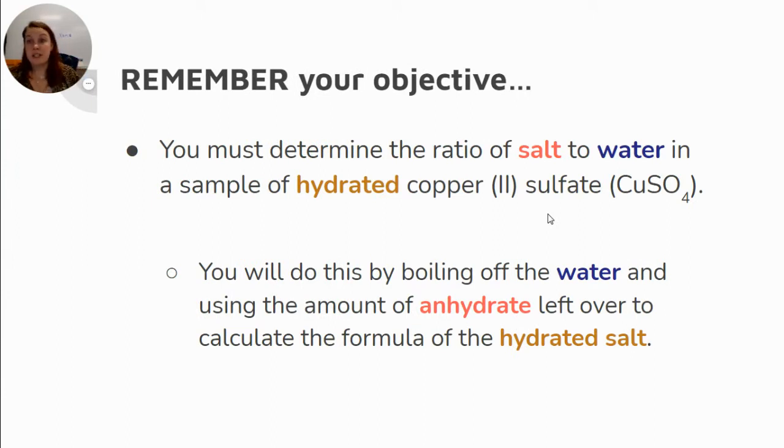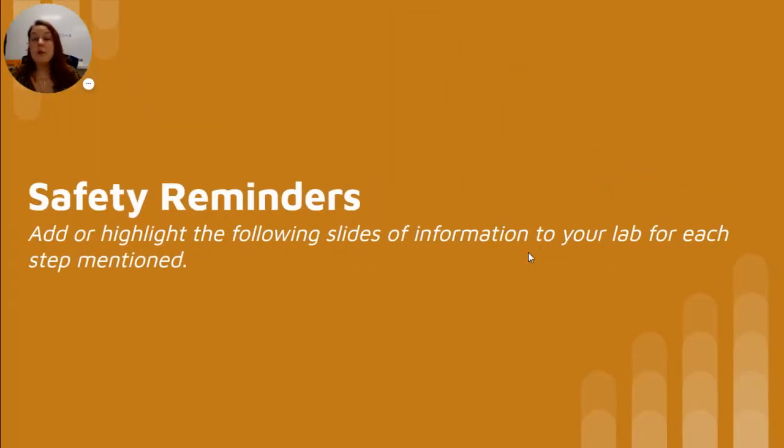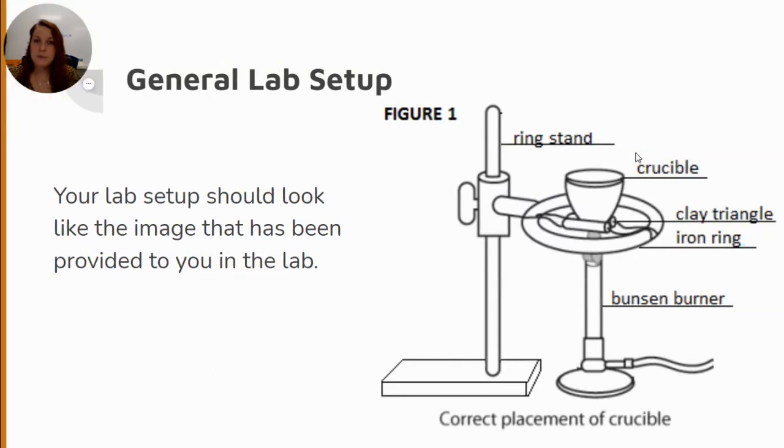So remember, the objective of this lab is to determine the ratio of salt to water in a sample of hydrated copper 2 sulfate. We're going to do this by boiling off the water and using the amount of anhydrate left over to help us calculate the formula of the hydrated salt. So let's go over a few safety reminders. In the slides to come, you'll see steps in parentheses. So you should look at your procedure section right now and get ready to add or highlight or emphasize any of those steps that I'm going to be talking about now.